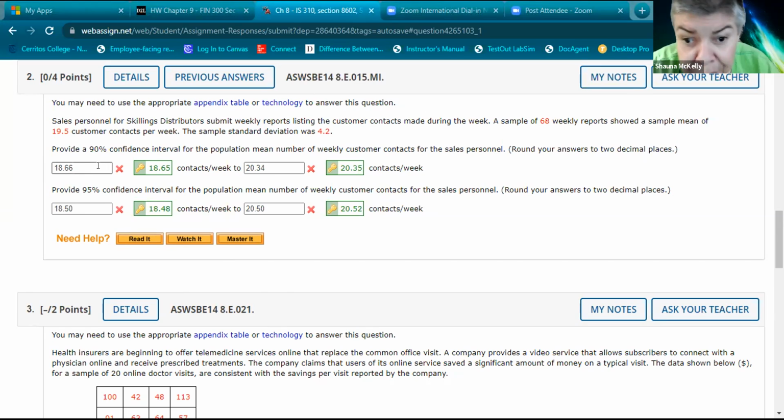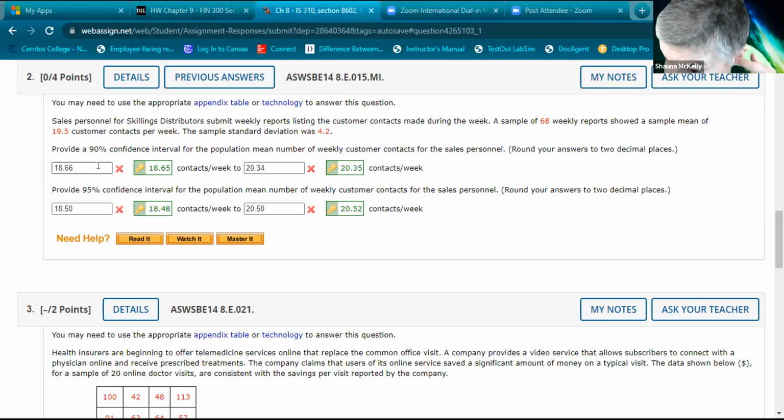So here, if you do the same thing, you do stats, tests, you do z-test, which is 9, I believe. No, it's a z-interval. Z-interval is number 7. So it's the one above it. You're doing statistics.